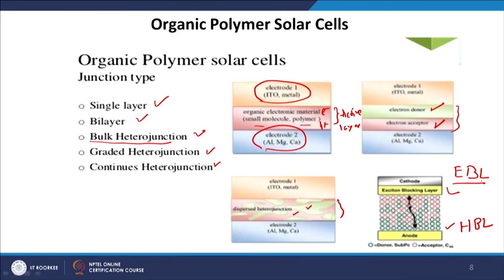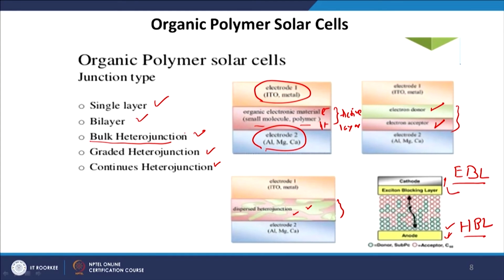For example, the electron blocking layer, or EBL, blocks the electron from flowing to this side but allows the holes to flow to that side, while the hole blocking layer, or HBL, blocks the hole and allows the electron to flow to this side. So the role of the EBL and HBL is to preferentially allow one particular kind of charge carrier over the other. That helps to increase our short circuit current. So these are the different classes of solar cells.